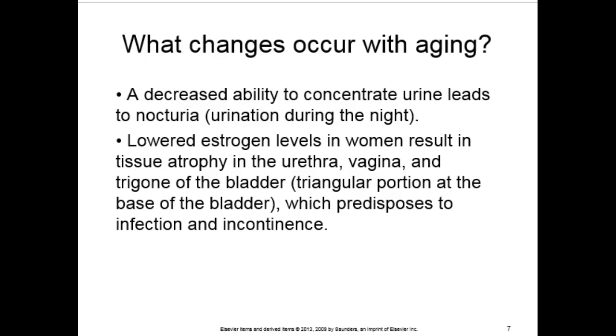Lowered estrogen levels in women result in tissue atrophy in the urethra, vagina, and trigone of the bladder, the triangular portion at the base of the bladder, which predisposes to infection and incontinence.